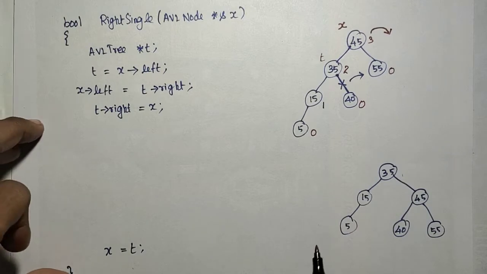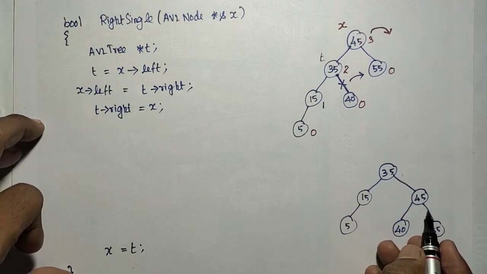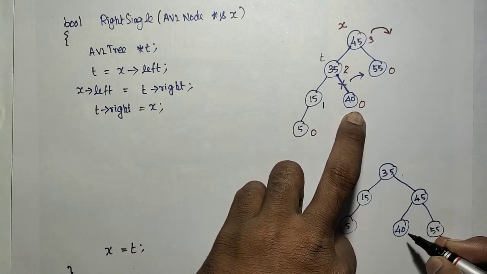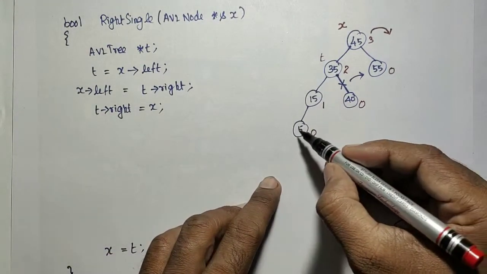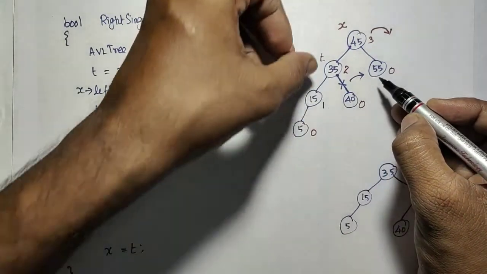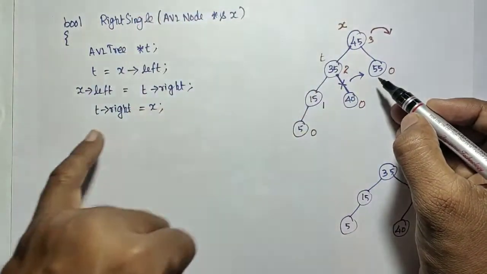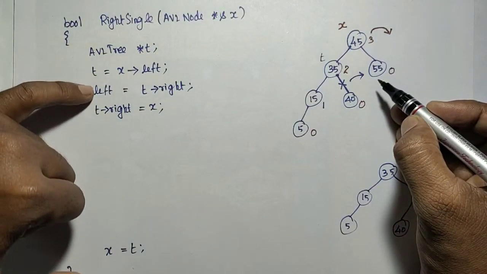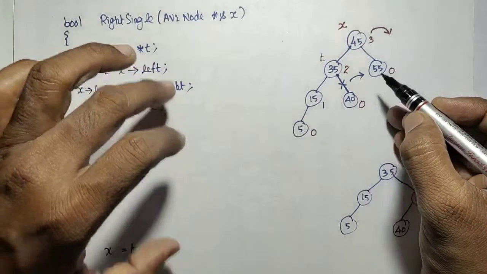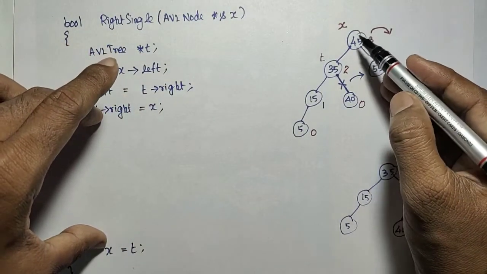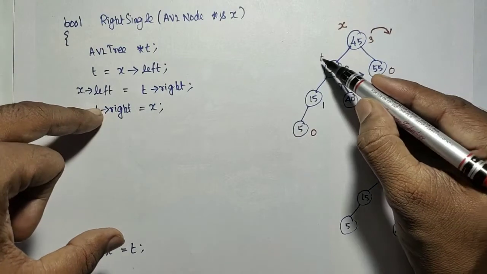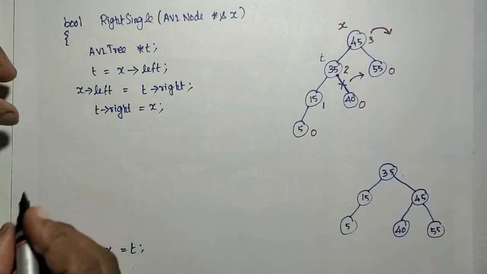So here I need to update the height of the 45. 45 left is 0. Be clear, this node height need not be changed because we have modified only x and t. See where we have modified here? X and then T alone I have modified. So I need to do the modification of the height for x and t alone.